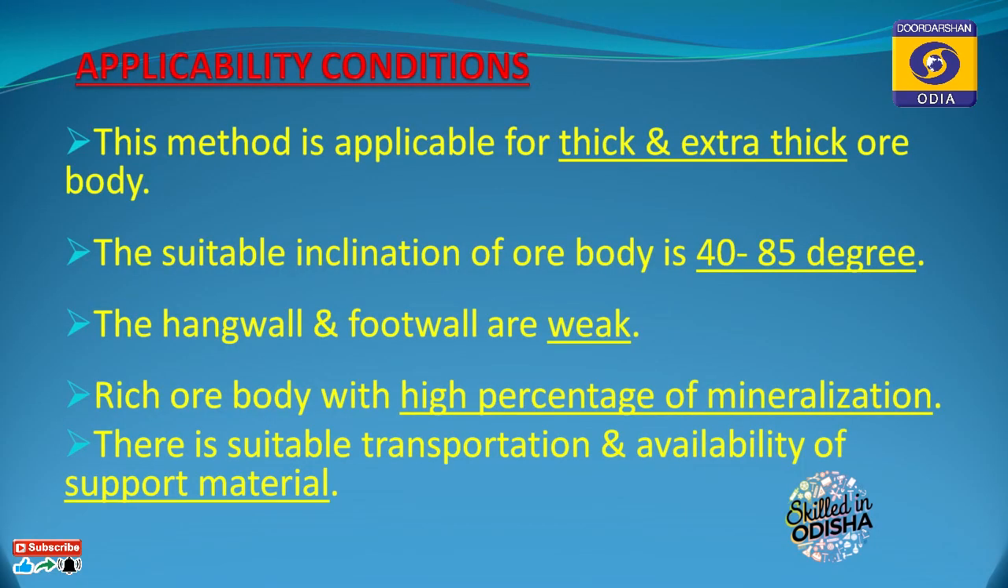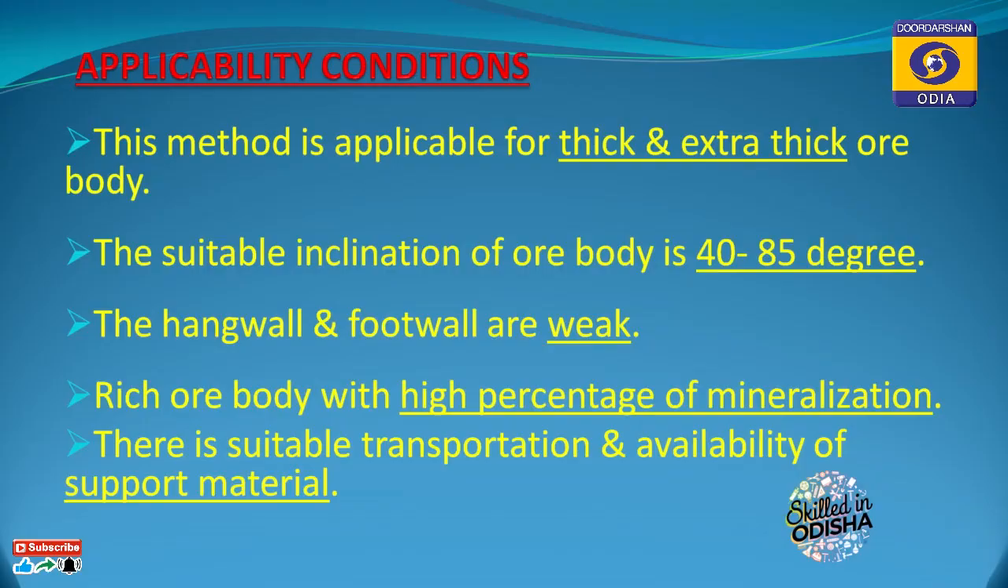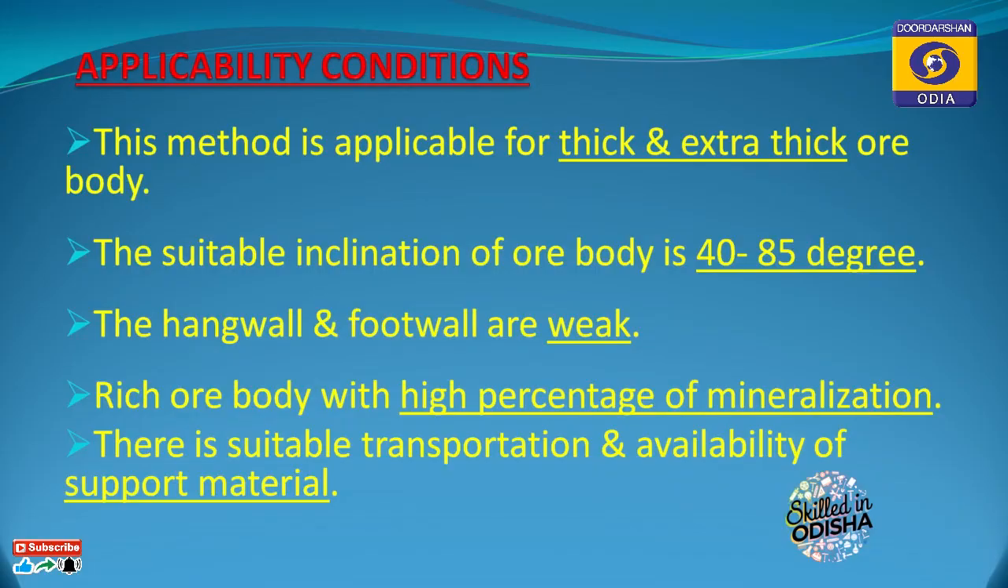The suitable inclination of the ore body is 40 to 85 degrees. 40 to 85 degrees means it is nearly a vertical deposit, and as it is nearly a vertical deposit, we will opt for overhand stopping. The hang wall and foot wall are weak. That's why we are using the square set stopping method, because these square sets, we will see in the later slide what the members of the square set are. Because the hang wall and foot wall are weak, we have to support them by installing the square sets.